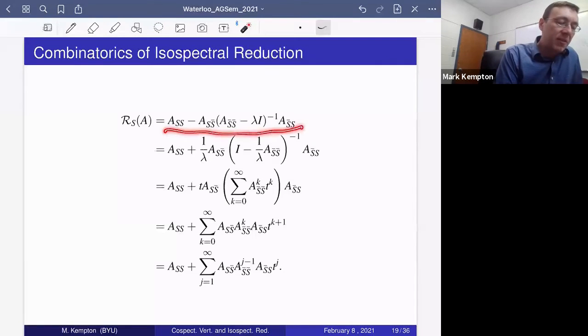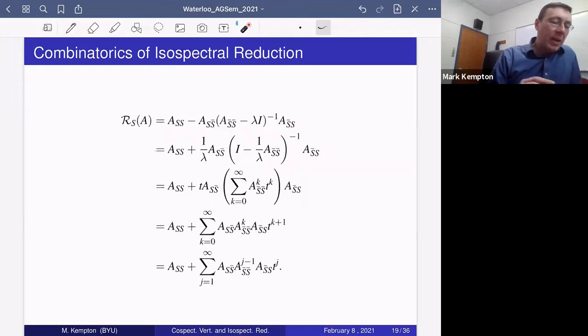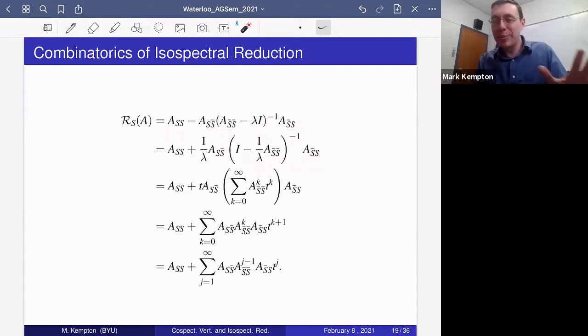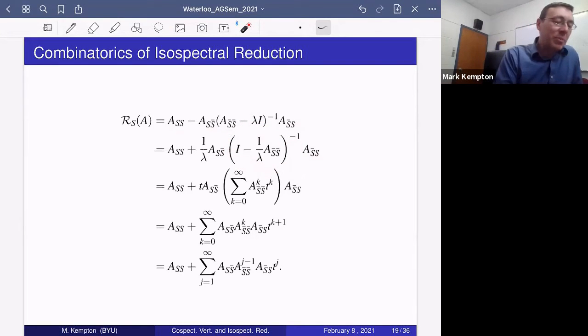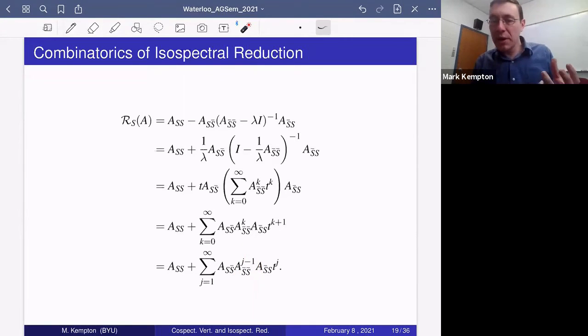So this here was the definition. And then in this next step, I'm just moving the lambda around a little bit. Now, if you're like me, whenever you see an I minus a matrix inverse, you can't help but replace it with a power series. So we replace this I minus this matrix inverse with the infinite geometric series. And we do a little bit of simplification and we get this. Now, anyone familiar with spectral graph theory knows that when you take powers of an adjacency matrix, what you're doing is you're counting walks, right?